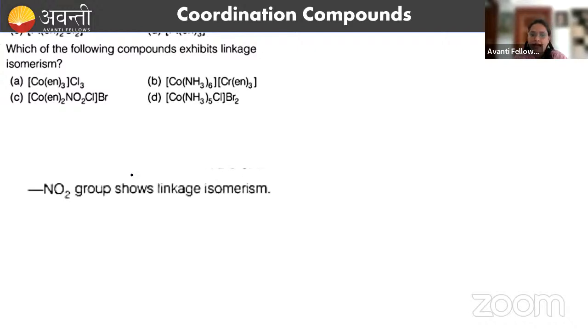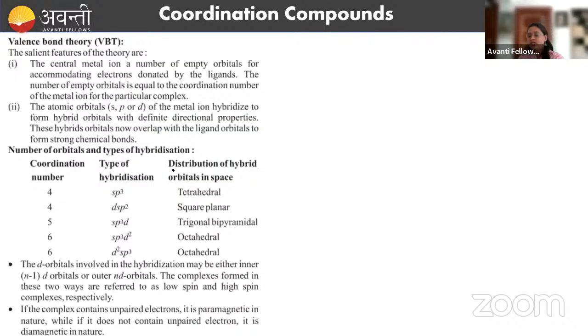So linkage के लिए we have seen that NO2 group shows the linkage isomerism. So that's why option C will be correct. Those who have given the different replies, please read about linkage isomerism. I have explained, in that I have shown that NO2 is the ligand which will show the linkage isomerism.